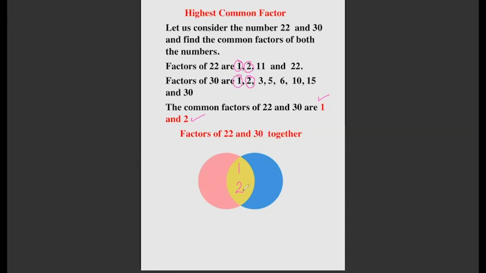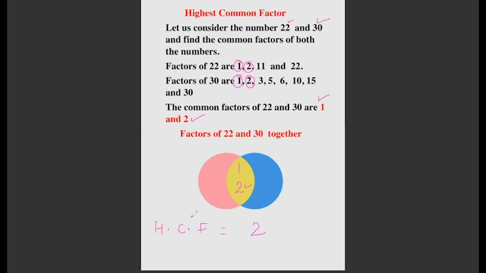So now we need to find the HCF. HCF means highest common factor. Among these common factors, which is the highest? 2. So we can say HCF is 2. So 2 is the HCF of 22 and 30.